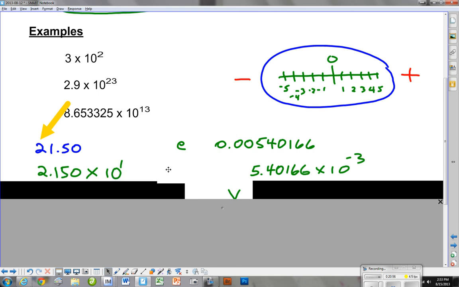2.150. Now, why do we keep this 0? It's a trailing 0. Why do we count it? Not after there is a decimal period. The decimal could be before or after. That's important to understand. You'll see.